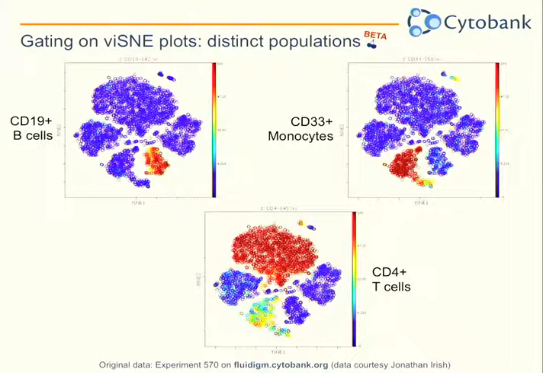So on the top left, you'll see that those cells on the bottom right are CD19 positive. On the left, you'll see those are your CD33 positive monocytes. And on the bottom, you can look at your CD4 positive T cells. And right here at the top, those 2 little populations, those are actually 123 positive cells as well.